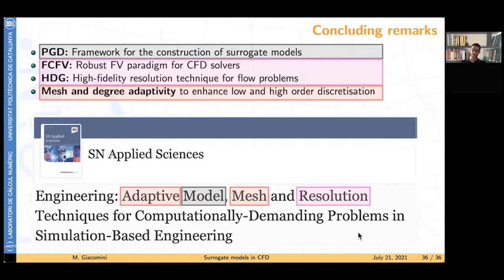And all these are presented for application in the context of computational fluid dynamics, but generally speaking, we may be interested in other physics, and so computationally demanding problems for which computational engineering techniques are required. That's it for me. Thank you very much.